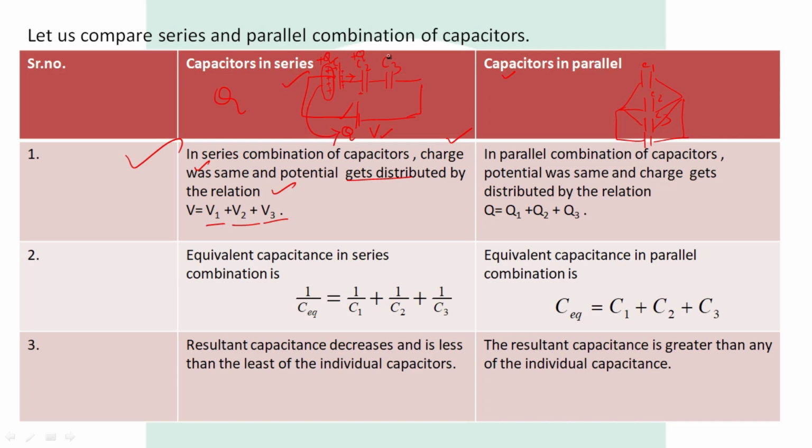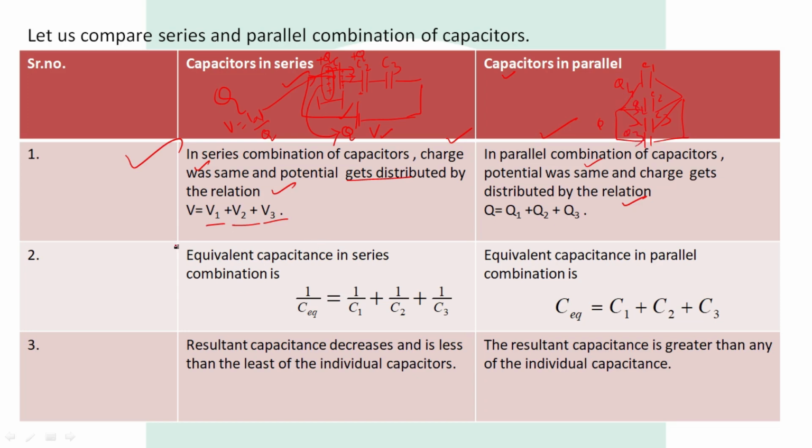But potential gets divided into three parts because it is the work done divided by charge, and work done is divided into three capacitors, that is W1 plus W2 plus W3. But in parallel combination, potential was the same, but charge gets divided according to this relation because we have three parts. The charge gets divided into 1, 2 and 3.